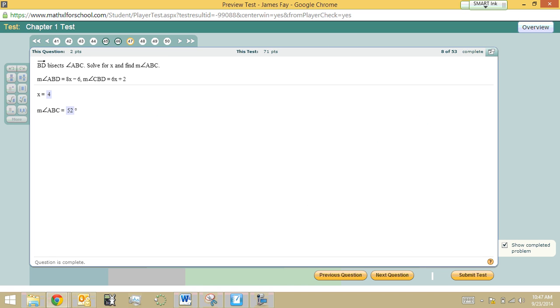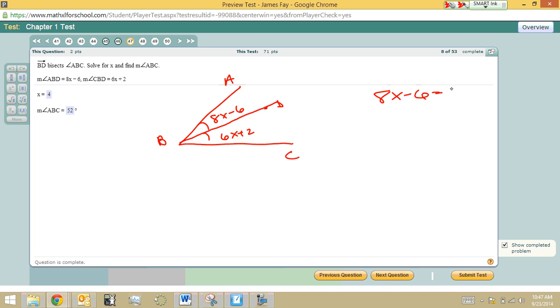Here, again, they're telling you got a bisector. It says BD bisects ABC. So we got ABC and BD bisects it. So D has to be out here somewhere. And they're telling me ABD is 8x minus 6 and CBD is 6x plus 2. If this is a bisector, then this angle is congruent to that angle. It's like 8x minus 6 equals 6x plus 2. Solve for x, you'll get x to be 4. And then plug back in to find ABC. The way I would do that is I'd plug in here and then there, find those two smaller individual angles and add them up, and I get 52. 8 times 4 is 32, minus 6 is 26. 6 times 4 is 24, plus 2 is 26, 26 plus 26, 52.